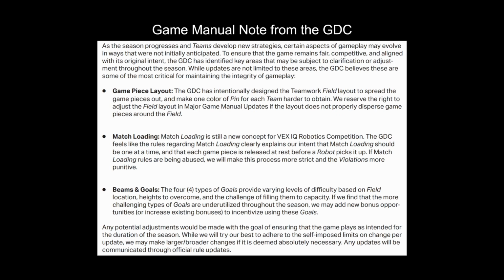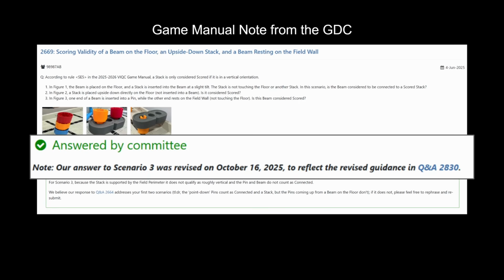This is especially important because this is the first year that I can remember where the Game Design Committee has some interesting statements about making adjustments throughout the season and potentially changing the scoring to encourage teams to use underutilized goals. Here's an example where a Q&A from June was revised and actually changed in October. I have never seen that happen before. Also, scoring examples in Game Manual 2.1 were changed. The score was actually changed in the December manual as well.